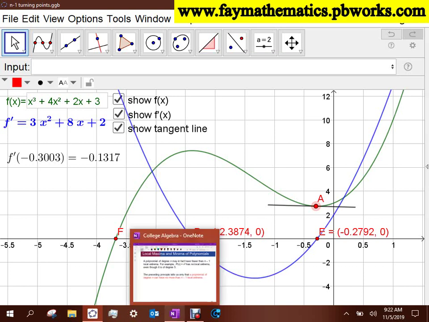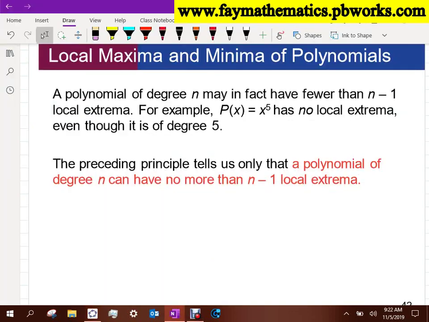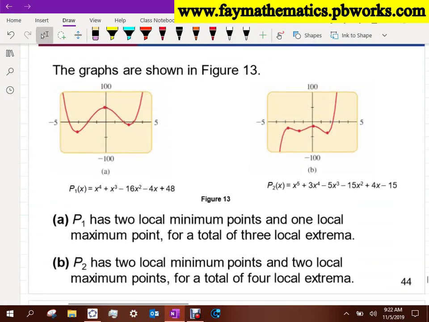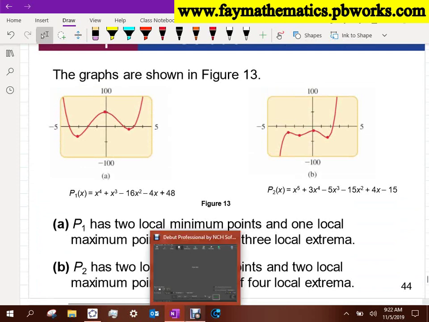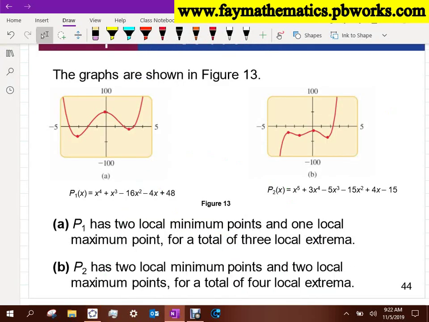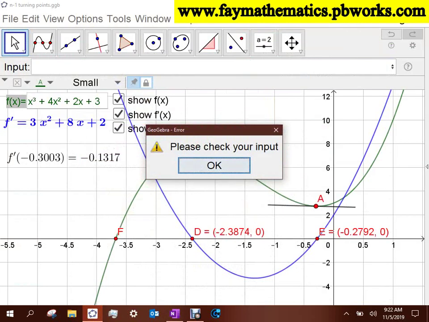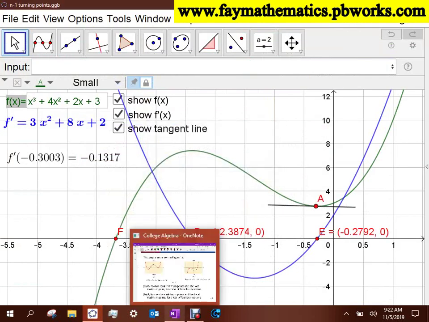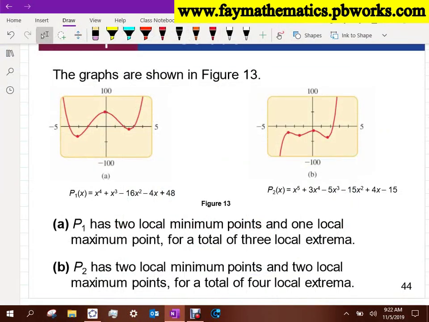Okay. All right, I want to put one more in here. Let's see. X to the fifth plus 3x to the fourth minus 5x cubed. Don't do that. Hold on a second. Let me write this down real quick.